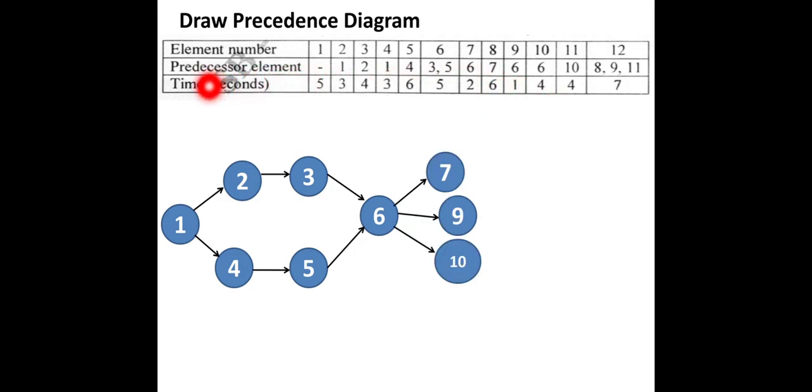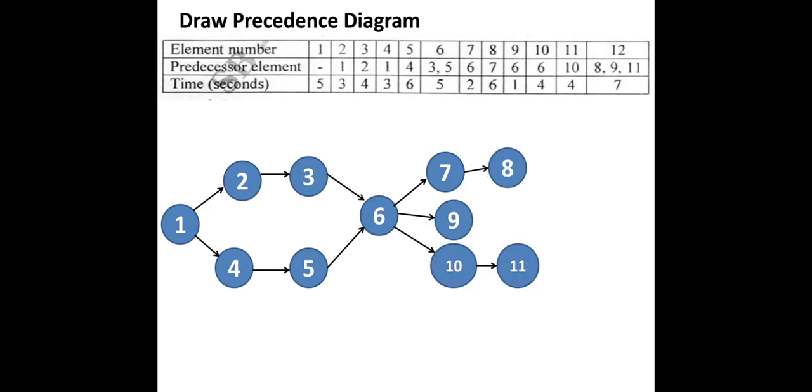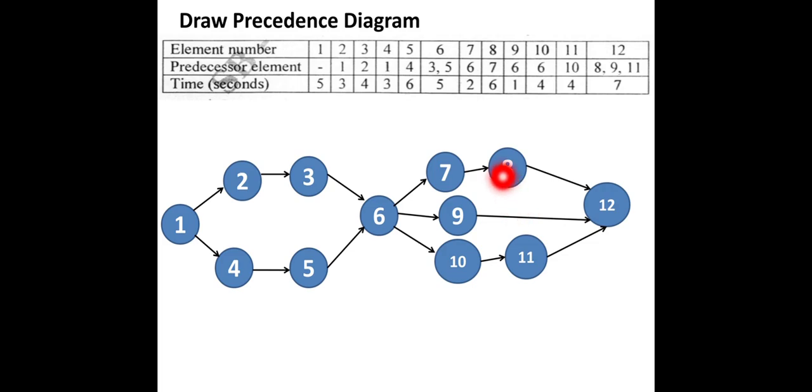From 6 we have to draw 3 elements, that is 7, 9 and 10. So that's what is done here. Further, from element number 7 it is 8, and from 10 it is 11. From 8, 9 and 11 it is element number 12.